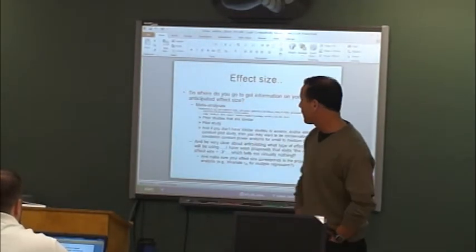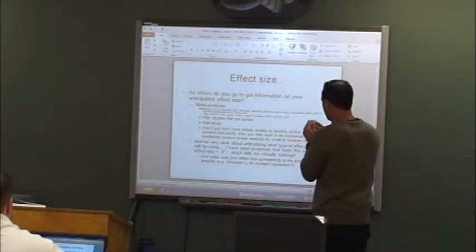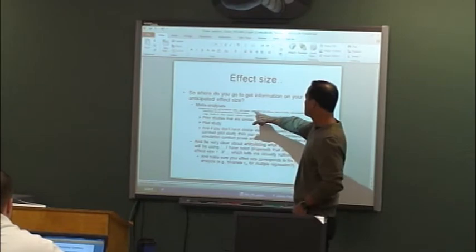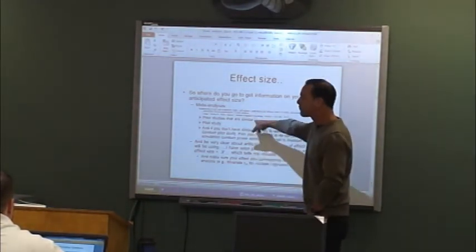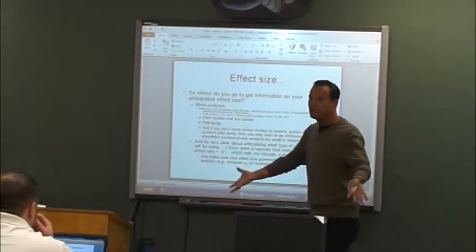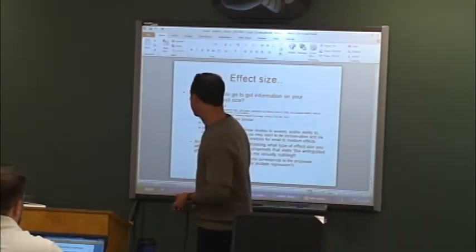So where do you get information about your anticipated effect size? Well, maybe meta-analysis. Here's an example: the relationship of self-evaluation traits, self-esteem, self-efficacy, locus of control, job satisfaction, and job performance. So if you're lucky, you've got a meta-analysis that will give you an idea of the effect size.